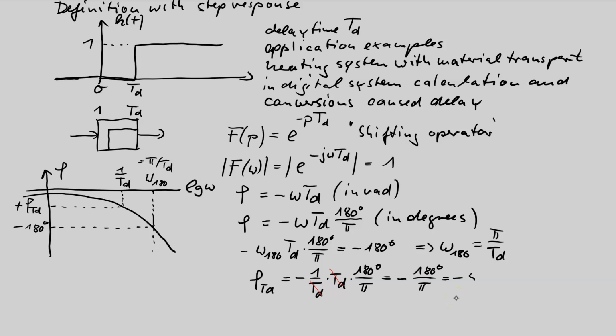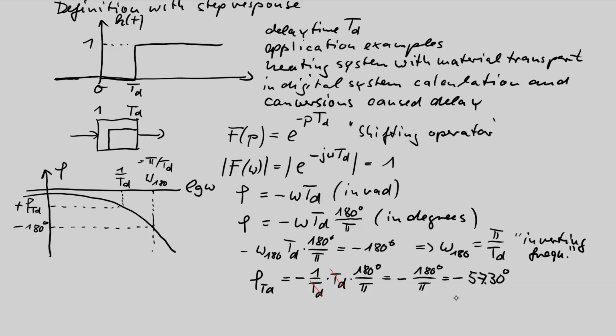is negative 57.30 degrees. Yeah, so this is the phase value at 1 over Td. Sometimes this is useful, or you have to work with the inverting frequency.